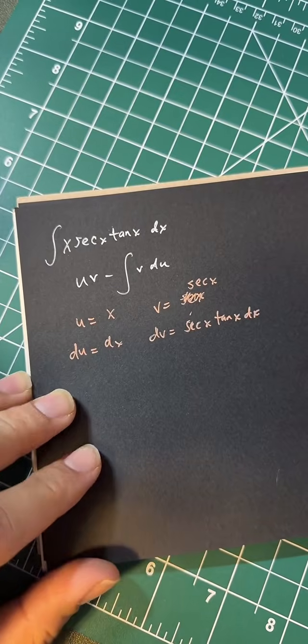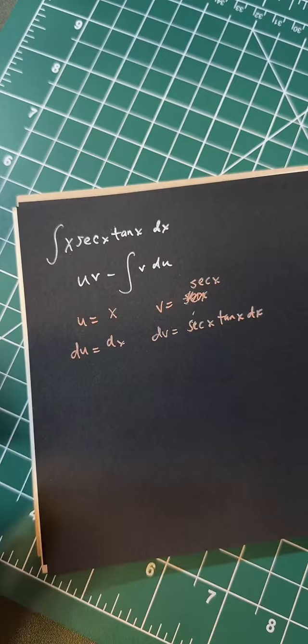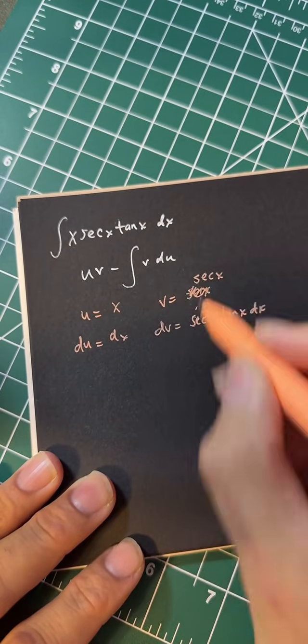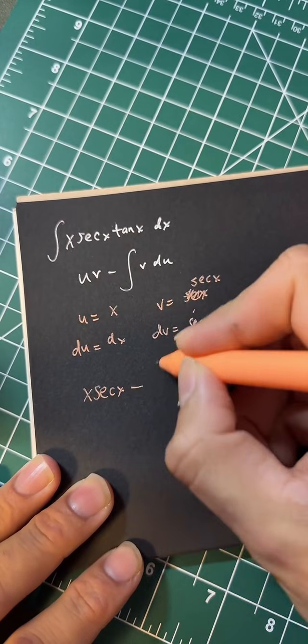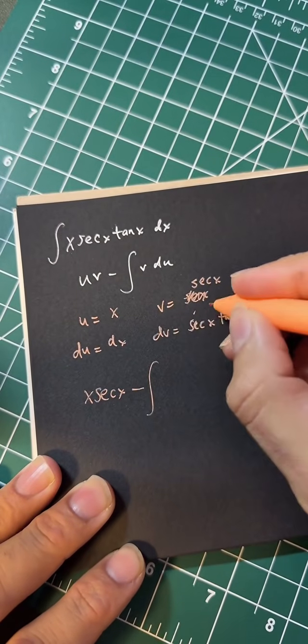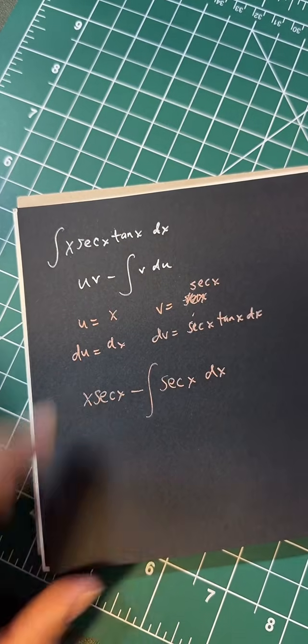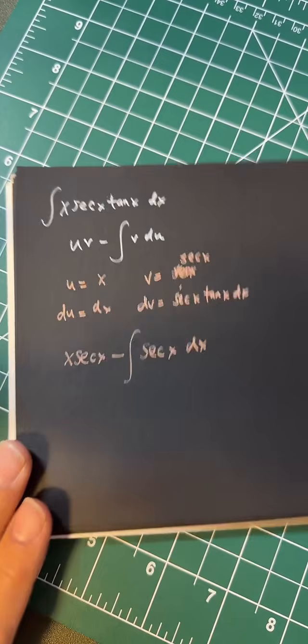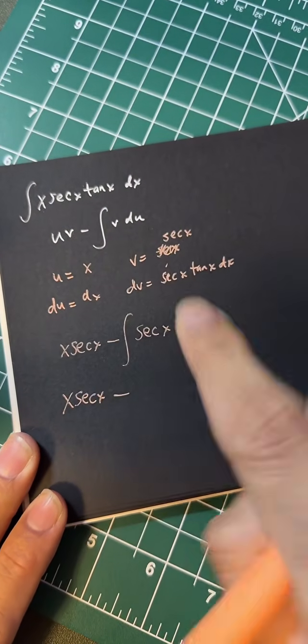Okay, so let's continue. uv minus the integral of v du, ultraviolet voodoo. That's the way I like to remember it. So we do uv, so x secant x, minus the integral of v du. So v is secant x, and then du, which is my dx. So we have x secant x minus the integral of this.